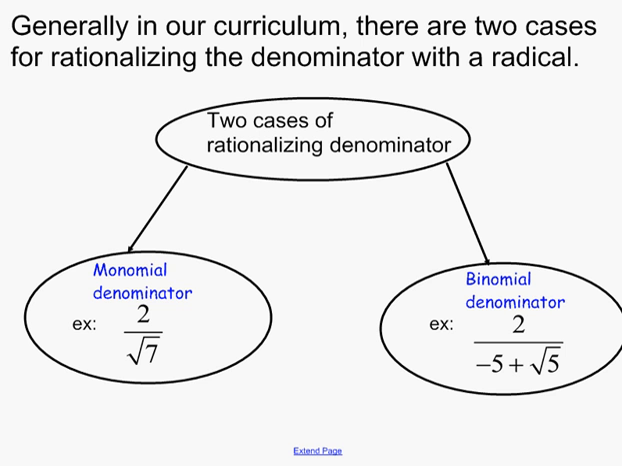Okay, generally in our curriculum, there are 2 cases for rationalizing the denominator with a radical. So in case 1, we have a monomial denominator. So in case 1, we're just going to have in the denominator 1 term, which will be a radical. That's why it's called a monomial. Mono means 1. And in the second case, we're going to have a binomial denominator. So we're going to have 2 terms, one of which will be a radical. So let's try case 1.